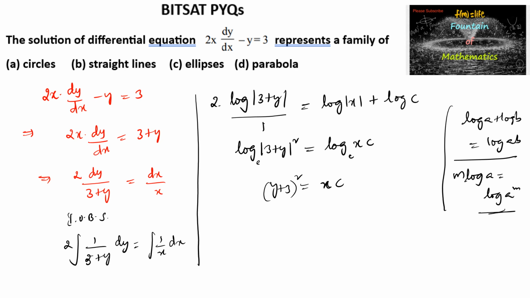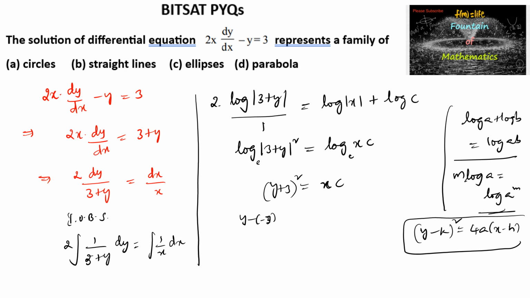So it can be represented like (y minus k) whole square is equal to 4a into (x minus h), which is a parabola. So we can write (y minus of minus 3) whole square is equal to 4 into c by 4 times (x minus 0), whose vertex of the parabola is (0, minus 3). And the focus is here, a is equal to c upon 4, which is representing a parabola.